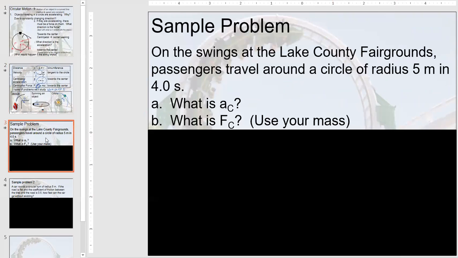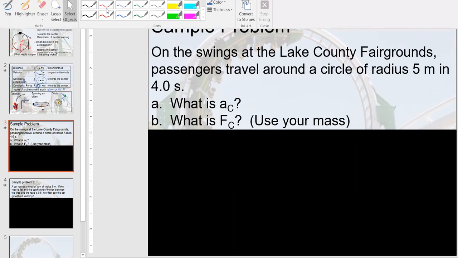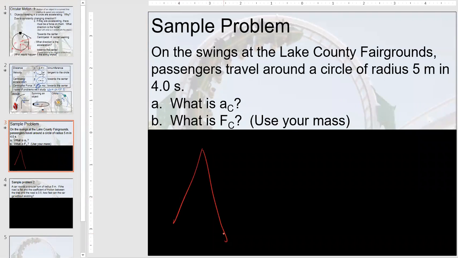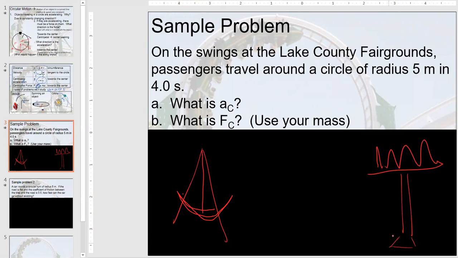So, sample problem: you're on the swings at the Lake County Fairgrounds, and it has a circular radius of 5 meters, and you travel around that in 4 seconds. Now, this is not the kind of swing where you would sit and swing back and forth. It's the kind of swing that hangs down, and whenever it starts spinning, you spin around like this. It's that kind of swing. Does that make sense?